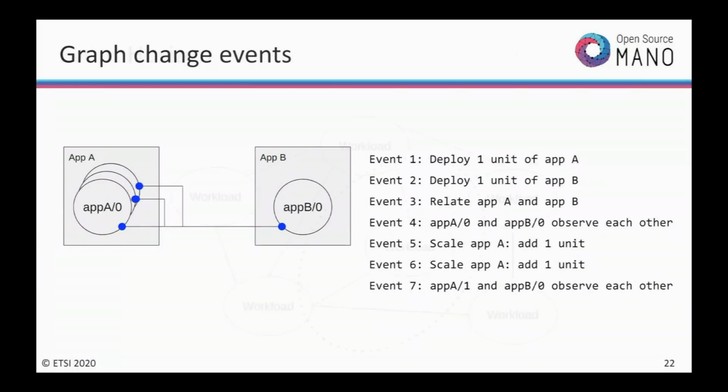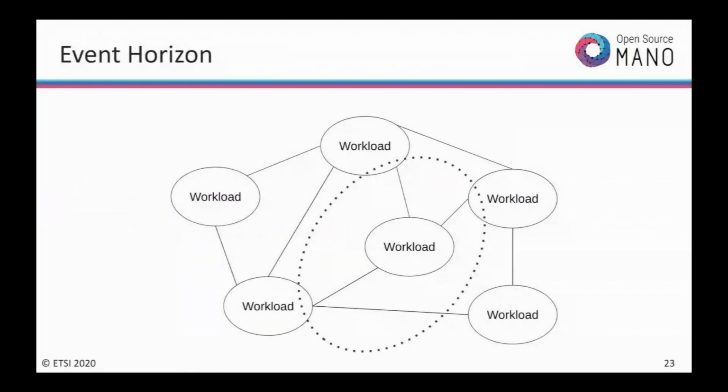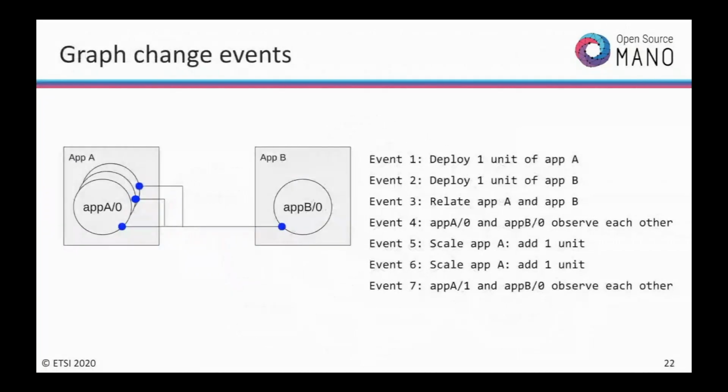So the build-up of that complicated picture of having a single instance application talking to a scaled-out application doesn't happen at once. You have an event when the first instance of the scaled-out application is deployed. You have another event when the first instance of app B is deployed. And then you have a stream of events as further instances are deployed and become aware of each other.